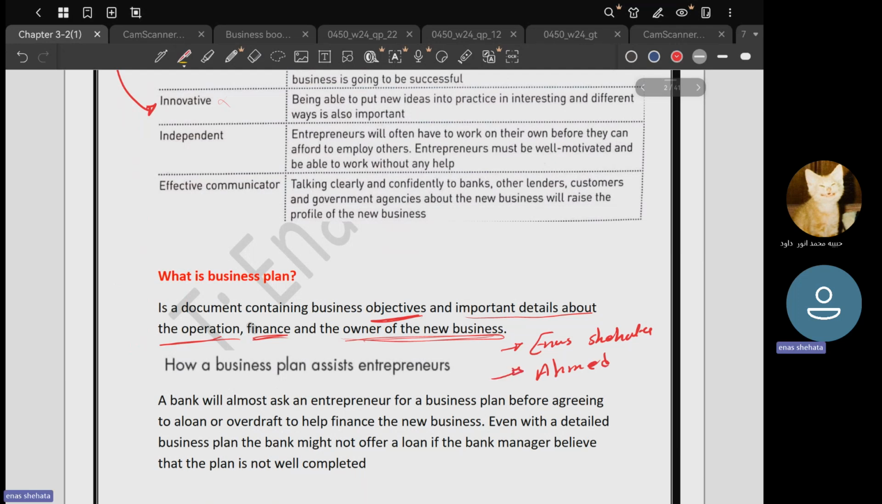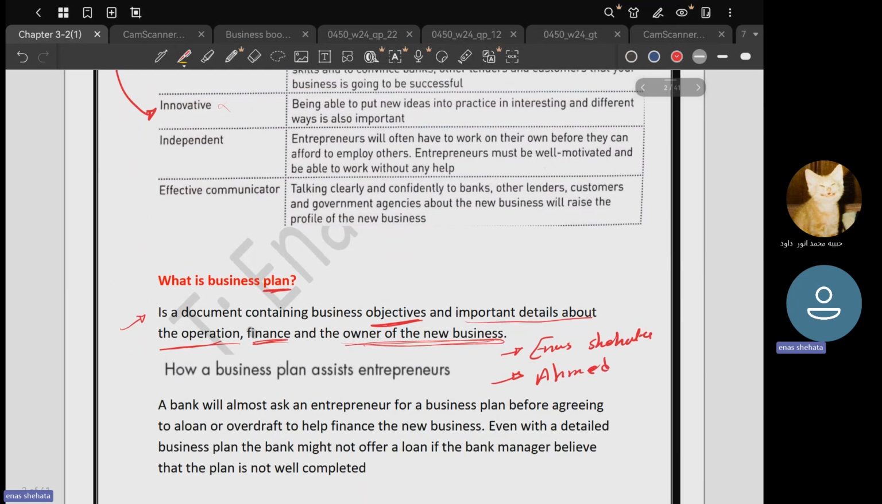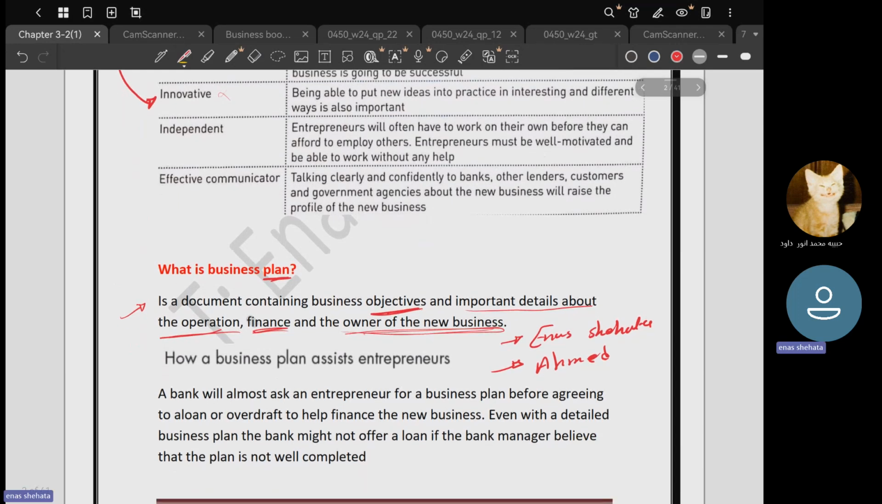How does a business plan assist an entrepreneur? Why do we need this business plan? Can you tell me why I need this business plan? All this information I already have. Why do I make a business plan? What's the need for this business plan? You may need this business plan to offer it to any bank that you want to borrow money from. Before any bank agrees to give you a loan or something called an overdraft, and overdraft means to withdraw more money than what you have in your business, you have to offer a business plan to them.